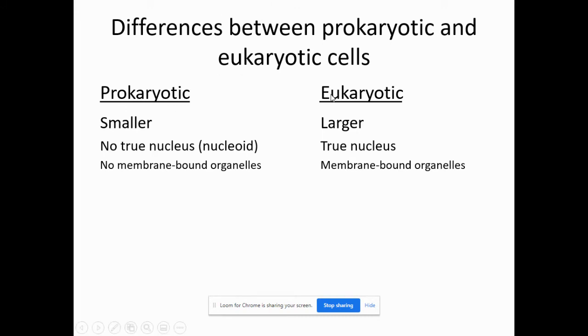So these two letters, EU, that's a prefix that means true, and then karyotic or karyote basically refers to the nucleus. So it's a true nucleus, and then pro means before nucleus. So no true nucleus. And then the prokaryotic cells, in addition to not having a true nucleus, don't have membrane-bound organelles, whereas eukaryotic cells do.